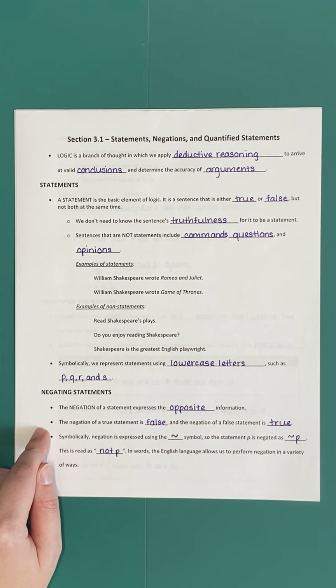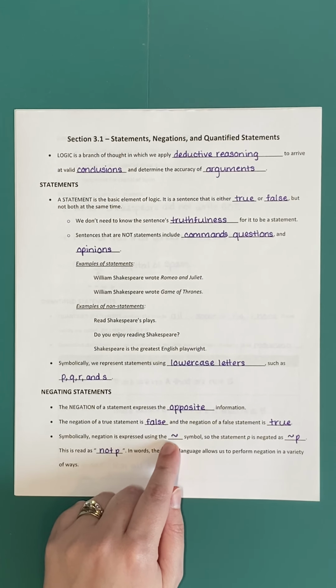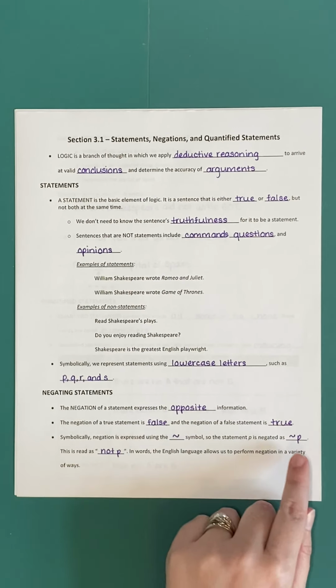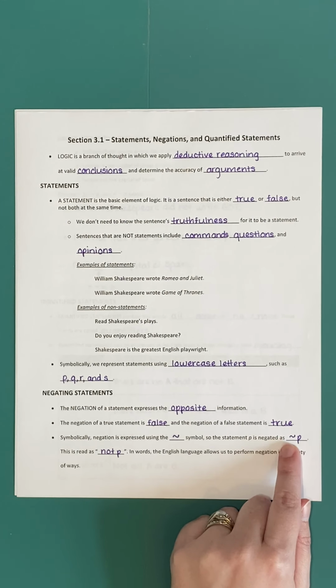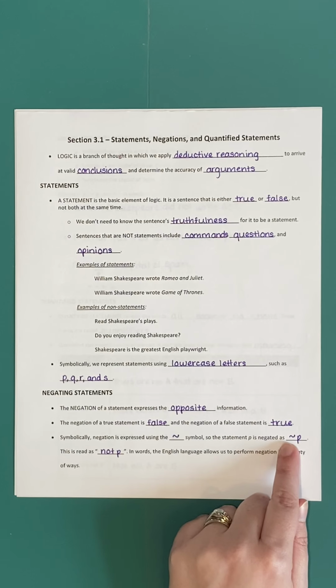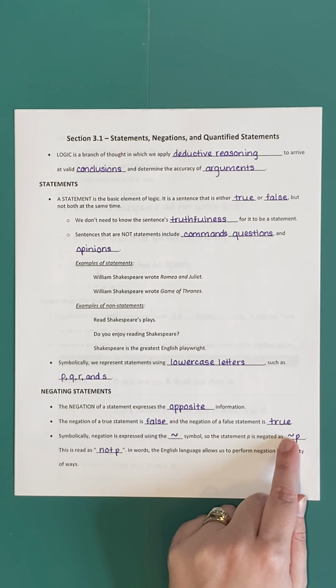Now, symbolically, when we want to negate a statement, this is going to be the symbol we use. This is called a tilde. So the way we would write the statement P, but negated, is going to be this. The way we would read this is not P, or P negation, something like that. But the shortest way to say it is going to be not P.